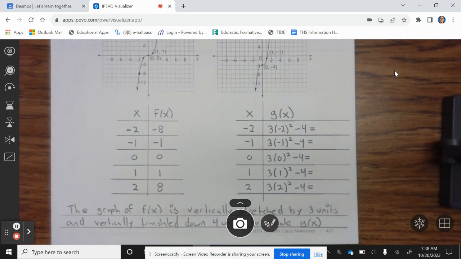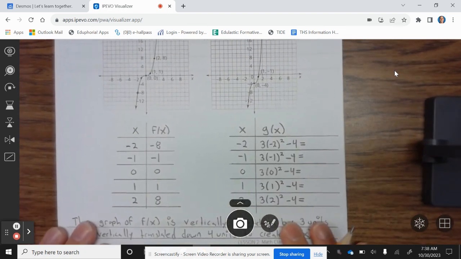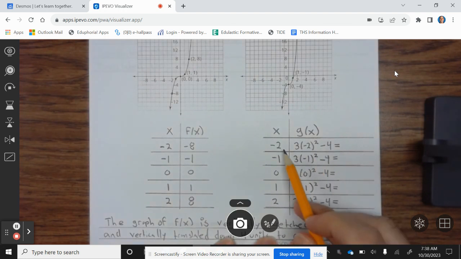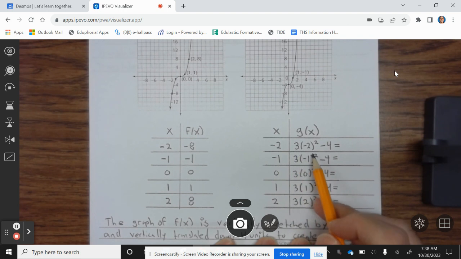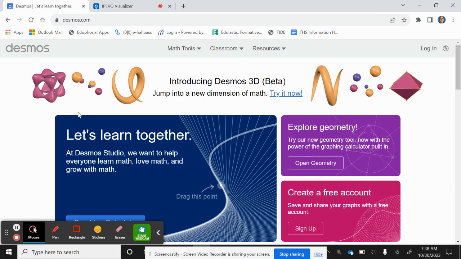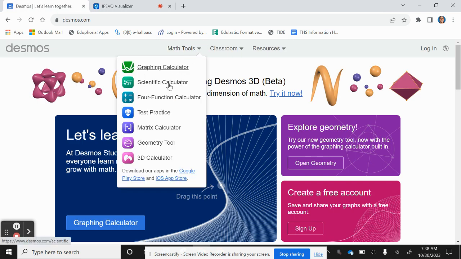So when the points for x and f of x are negative 2, negative 8, negative 1, negative 1, 0, 0, 1, 1, 2, 8, g of x corresponding is when x is negative 2, that's 3 times negative 2 cubed minus 4 equals, and to make this a little easier, I'm going to go to Desmos. I'm going to go to scientific calculator.